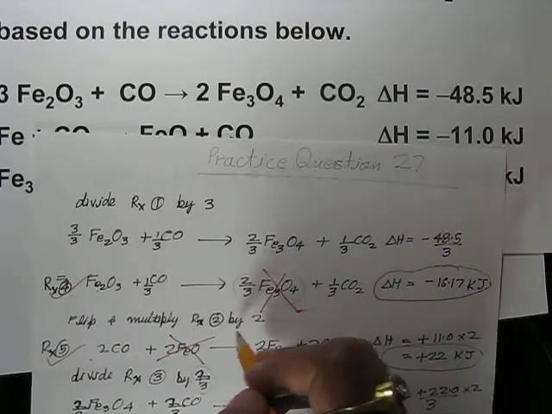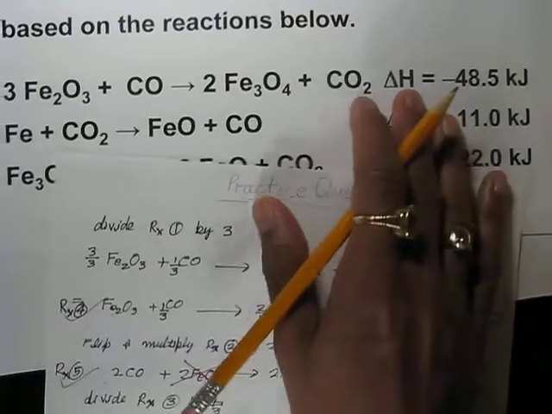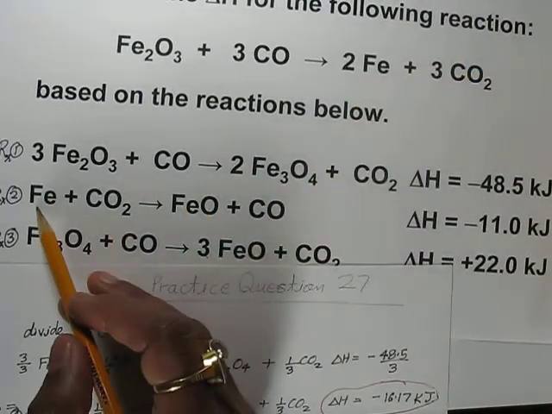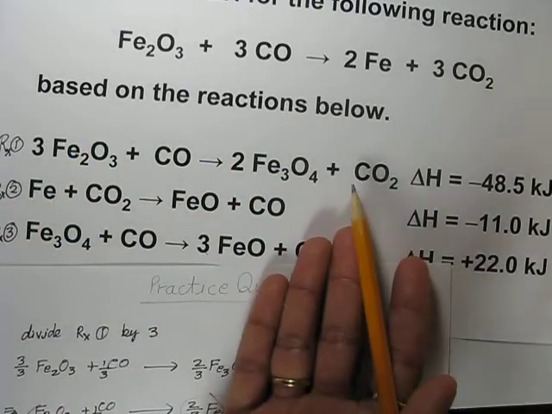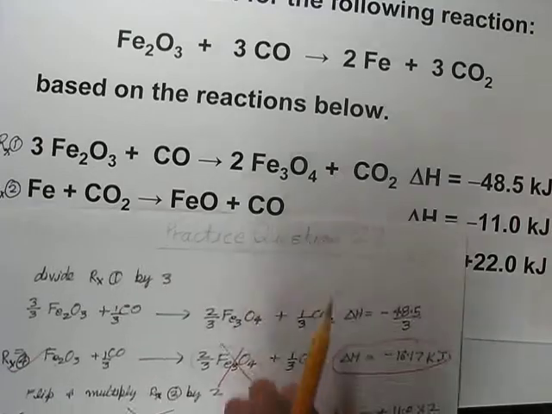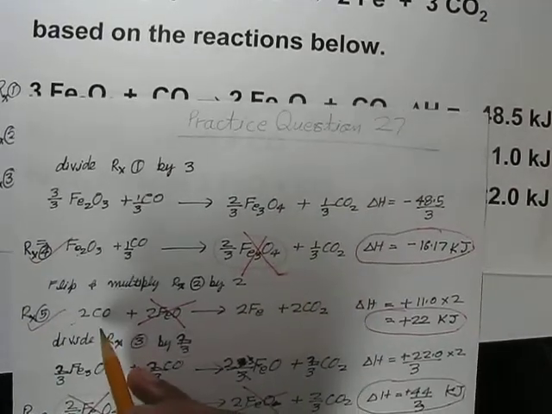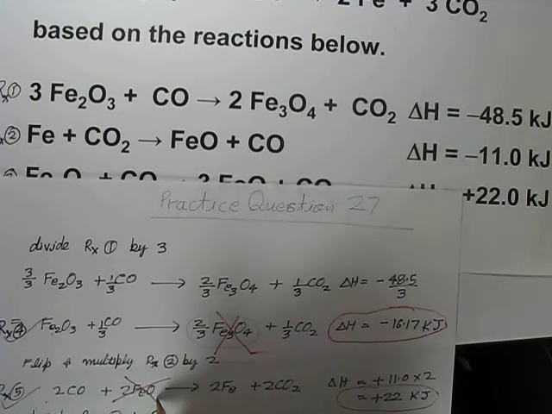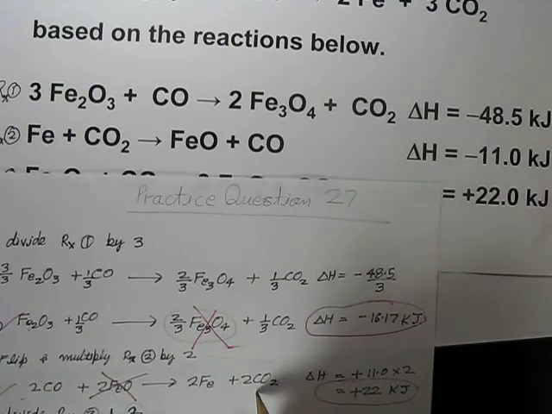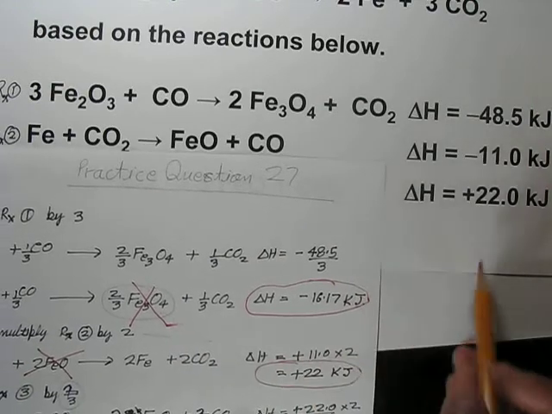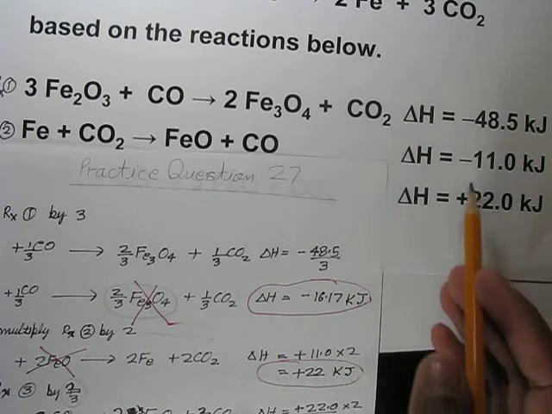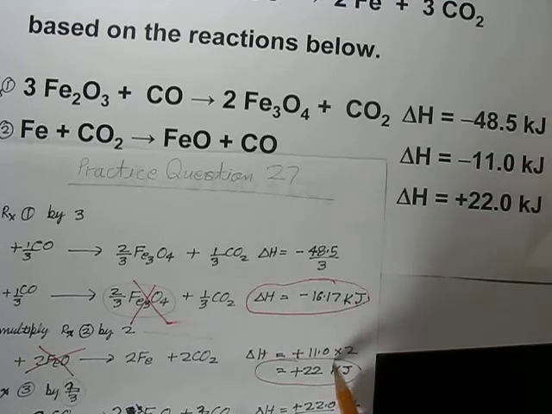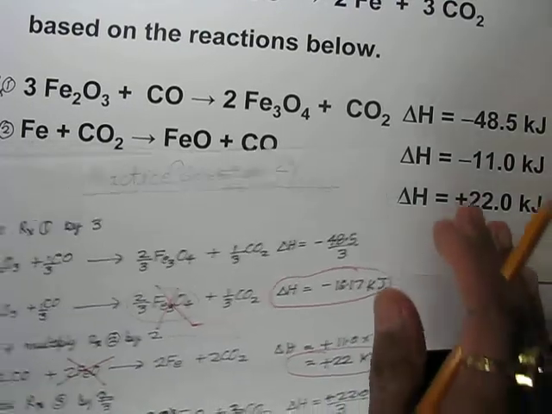Next we have to flip and multiply reaction number 2 by 2. Why are we flipping and multiplying? Because we need 2 iron on the product side, and this iron is on the reactant side, so we have to flip this reaction and then multiply. So I just flip this reaction, and this will become 2 CO and 2 FeO gives out 2 Fe and then 2 CO2. Here you can see we are just flipping the reaction. The sign will change from minus 11 to plus 11, and then we are multiplying this, so this will become plus 22 kilojoule.